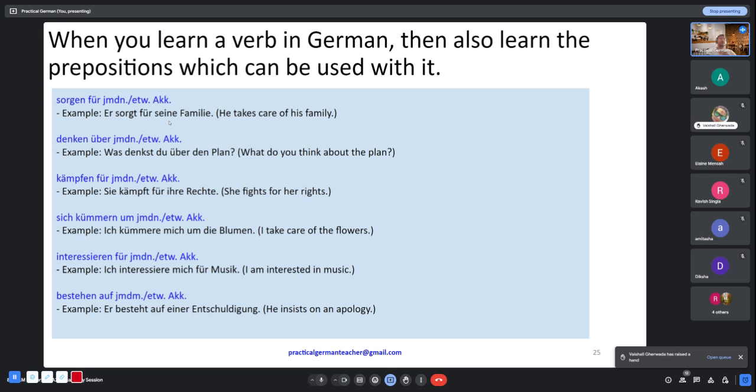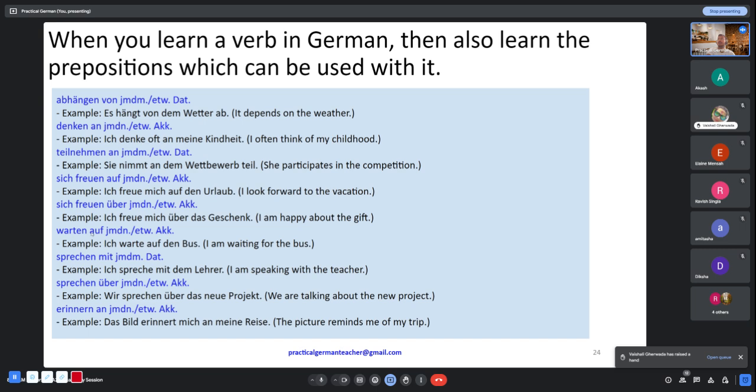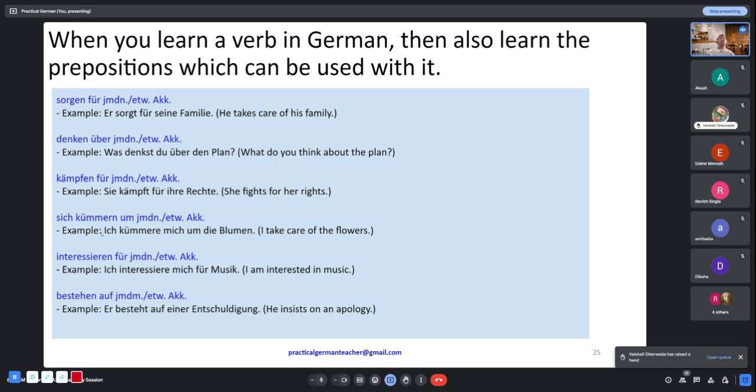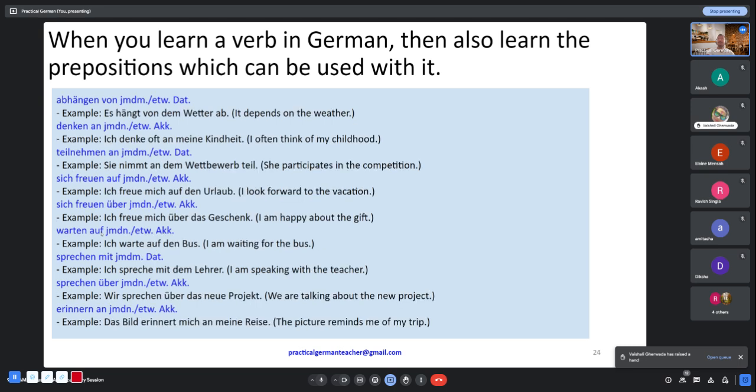Now that I have introduced this to you, at least you know that with denken, you can use über, and you can also use an, right? You also know sich freuen auf, and sich freuen über, right? Now you know at least these ones. So when you learn a new verb, think of sentences of what you want to say. For example, if you learned denken, I think, right? I'm telling you, you should have done this, but now you can do it from now. When you learn a verb, think of all the things you want to say.